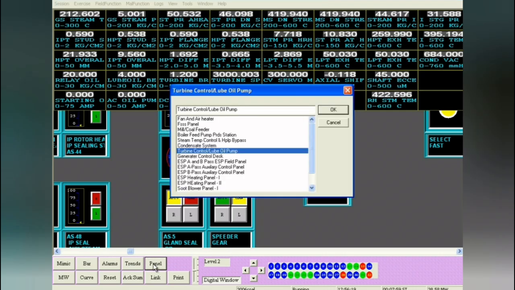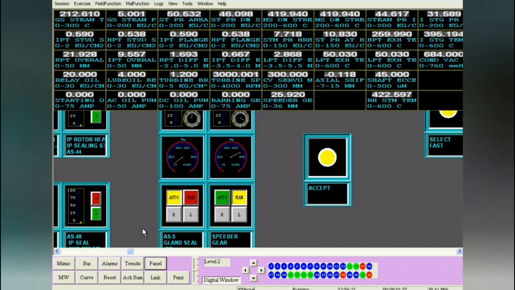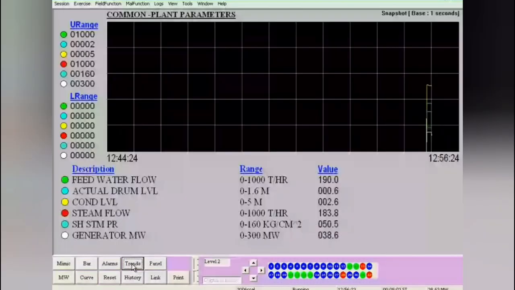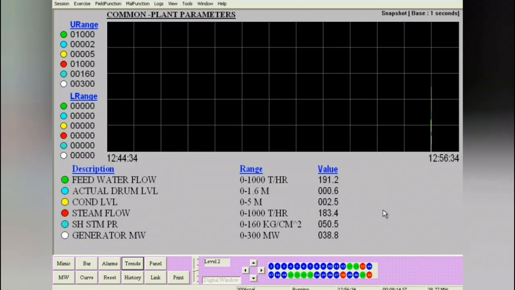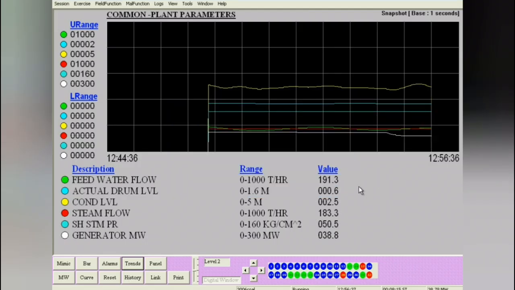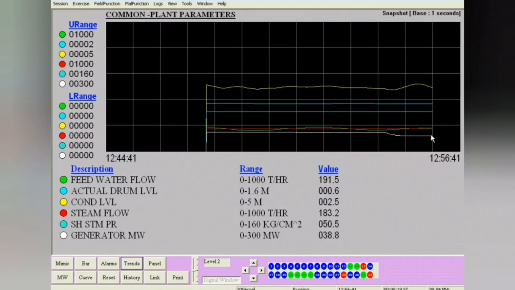Now you see, these are the common parameters, and here you can see that the load has decreased a little bit. Steam generator megawatt has decreased because the steam is now being supplied to the LP heaters. Once the LP heaters start functioning and the level is there in the LP heaters, the load will again increase.